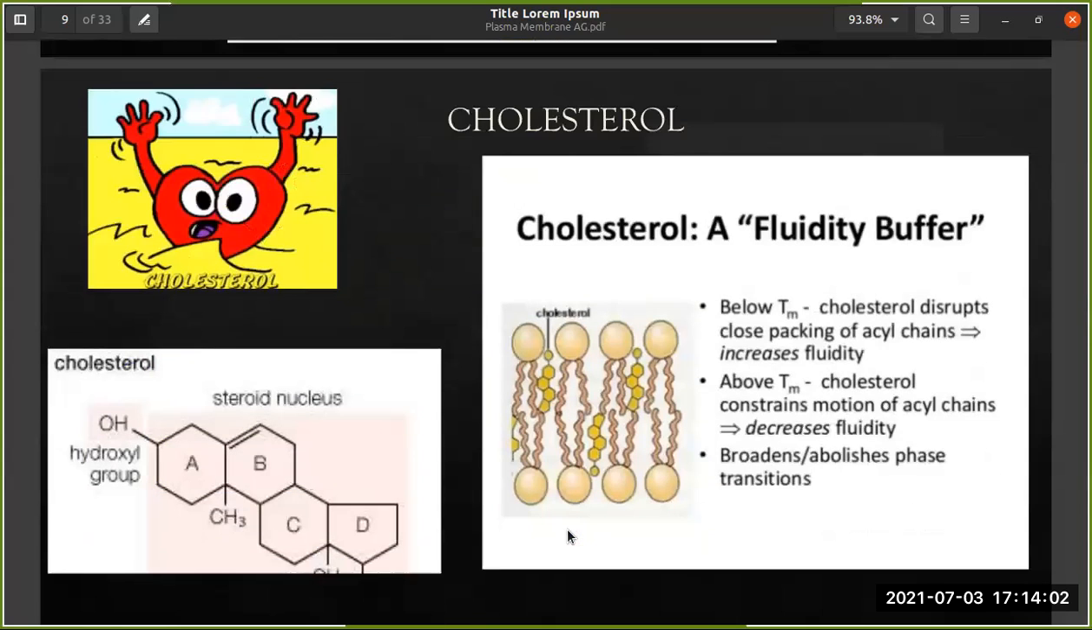So what is this cholesterol? This is the structure of cholesterol. You see the phospholipids, the phosphatidyl inositol or serine or choline, depending upon what the head is. In between, you have these cholesterol molecules. So when the temperature changes, it maintains the fluidity of the membrane.